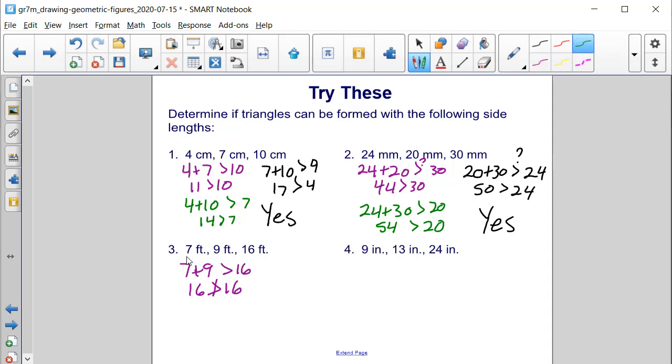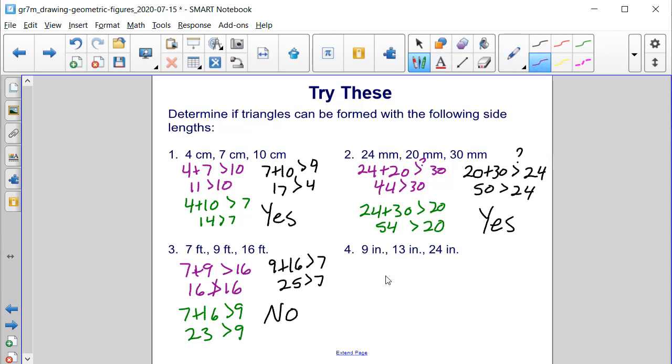So next, let's do the first and the third. So that's 7 plus 16. Is that greater than 9? When we add these two up, we get 23, and that is greater than 9. And now let's do the last two, which is 9 feet and 16 feet. So 9 plus 16, is that greater than 7? When we add these two up, we get 25, and that is greater than 7. However, because our first one did not work, it was equal to instead of being greater than, the answer here is no.